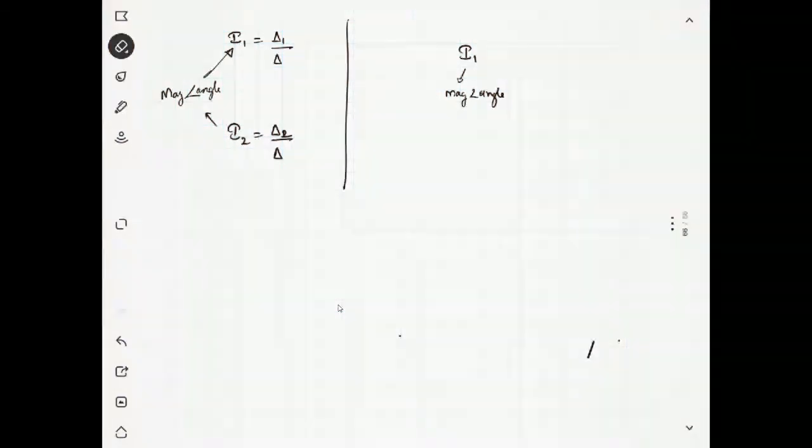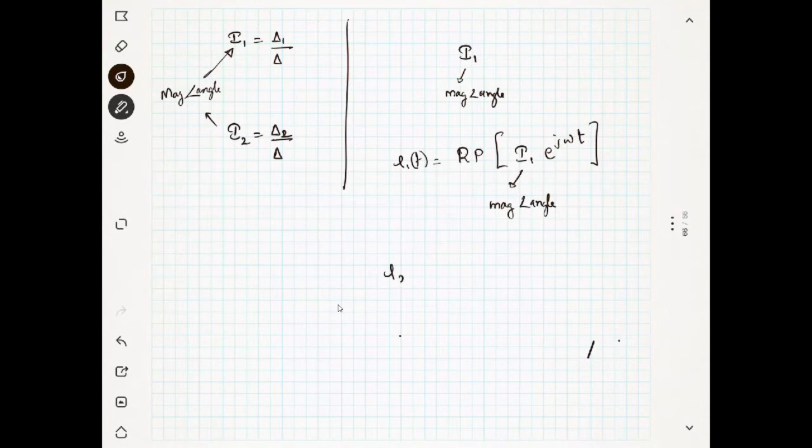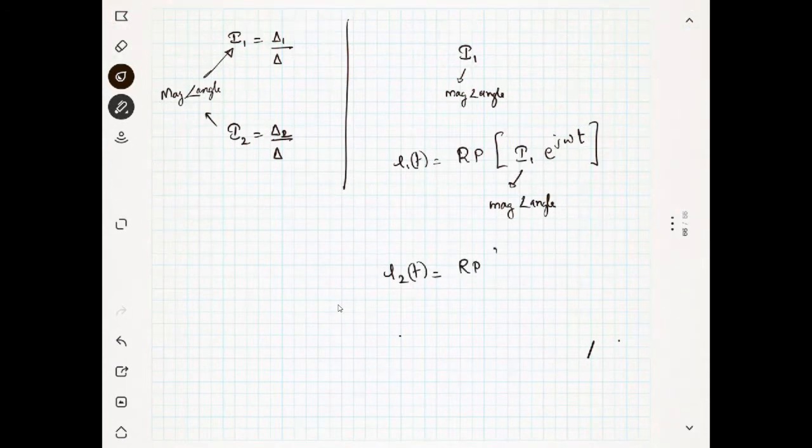You can write I1 of t as the real part of I1 phasor times e power j omega t. This contains magnitude and angle, right? This is the basic representation. Similarly, we can find I2 of t as the real part of I2 phasor times e power j omega t. So this will be the solution.